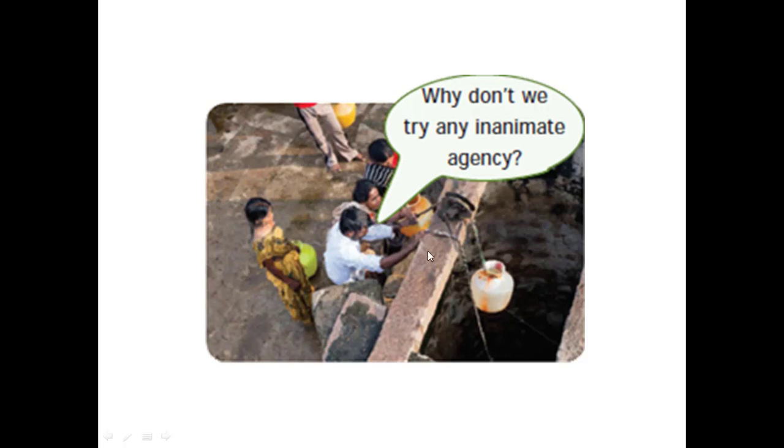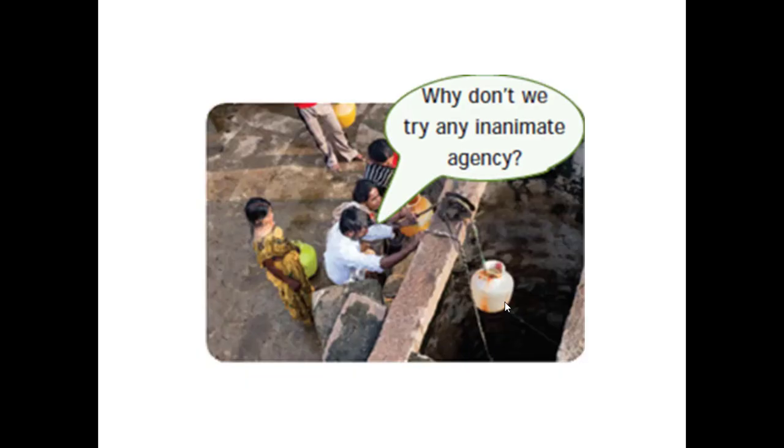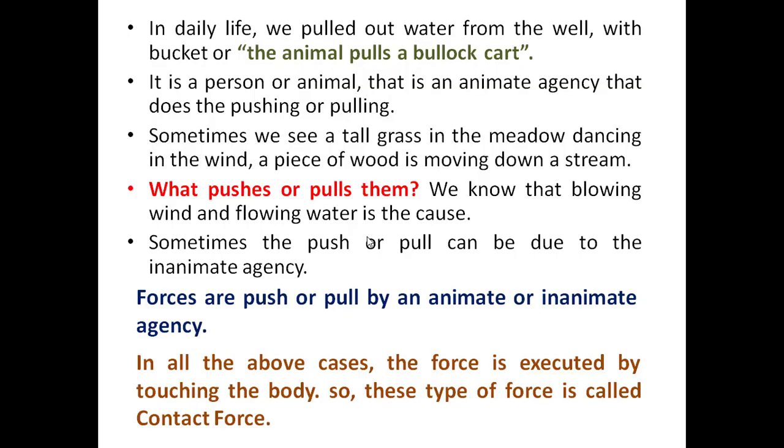This is a picture where a pot is pulled out from the well. So what is called inanimate? Inanimate means the thing which is not living. In daily life, we pull out water from the well with a bucket, or an animal pulls a bullock cart. A person or animal is an animate agency. See in this picture, a man is pulling water from the well with the pot. So the man is the animate agency who is pulling the pot.